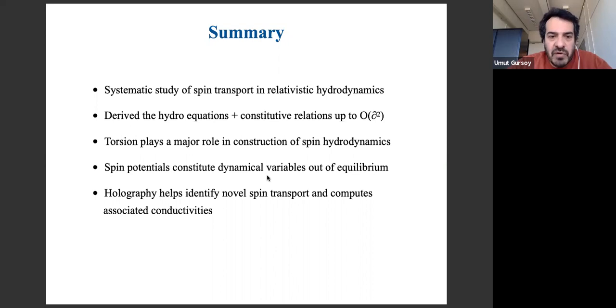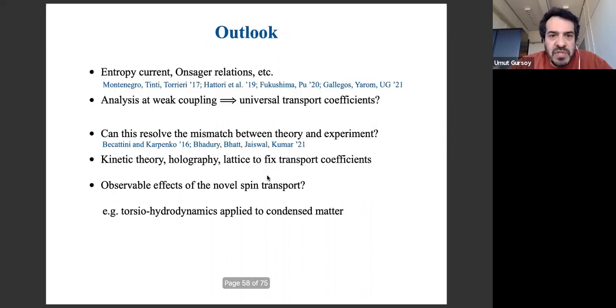So, thank you very much. Let me just end by the outlook. The one thing that is left to do is to calculate the entropy current in more detail, and at higher order in derivatives, and get some constraints on the transport coefficients.